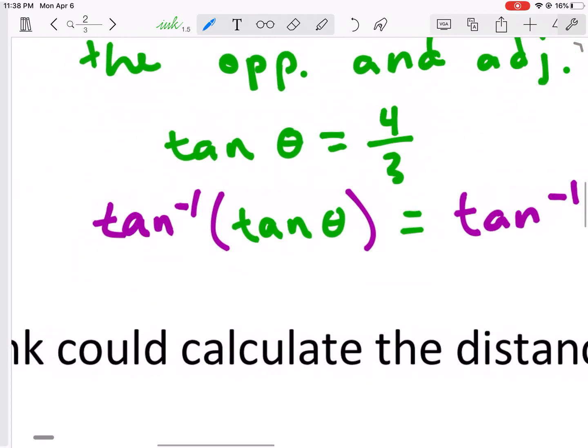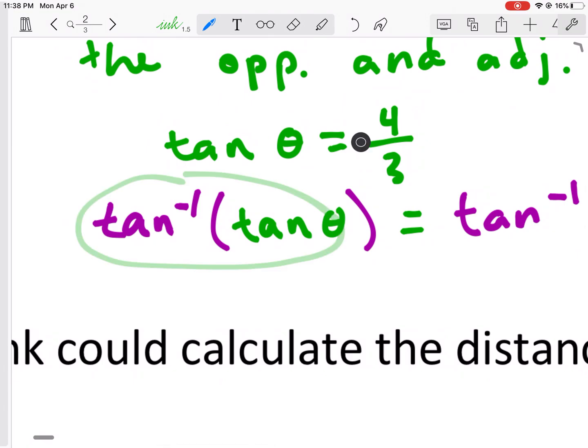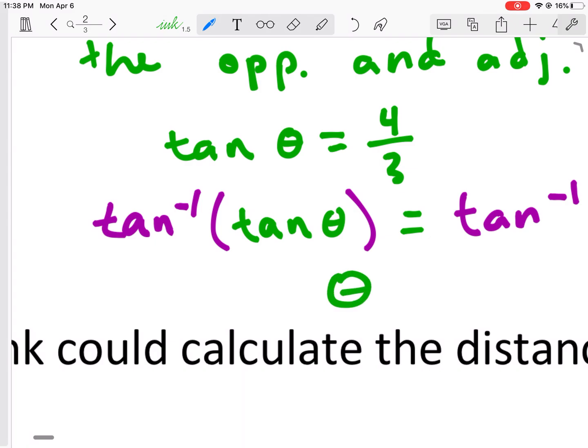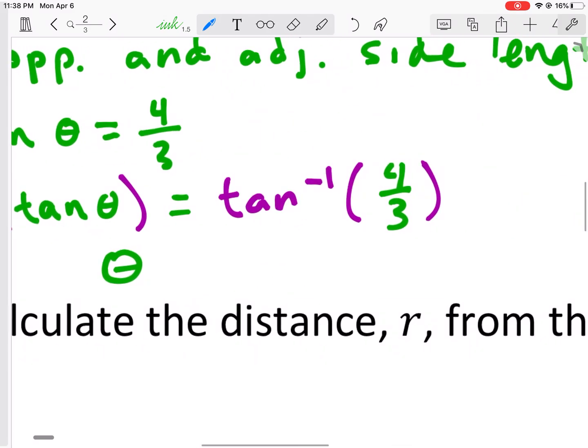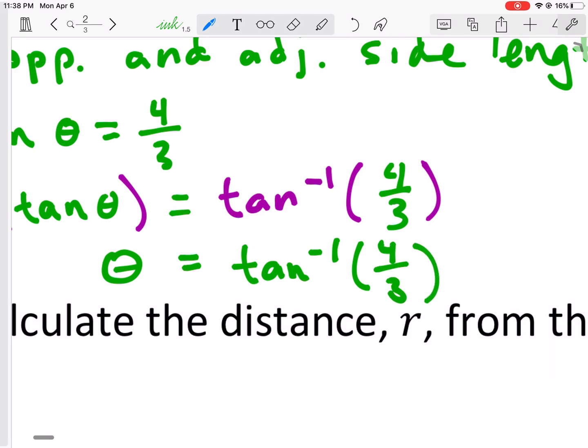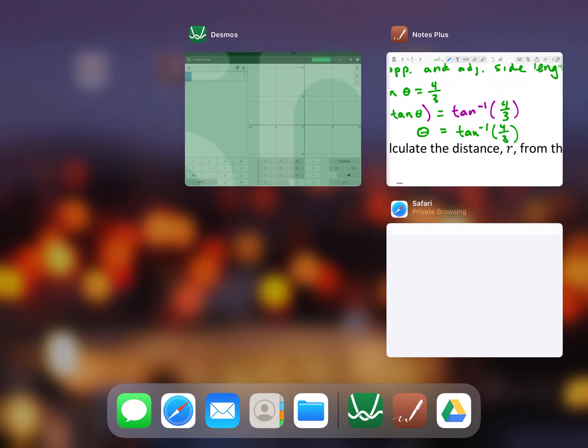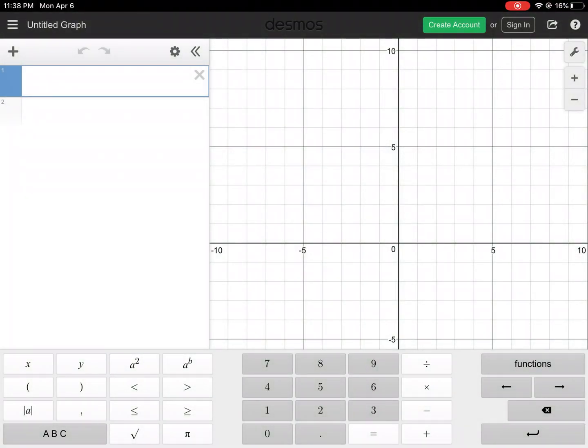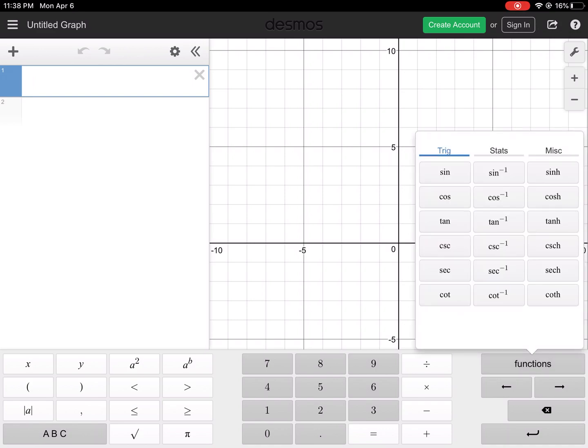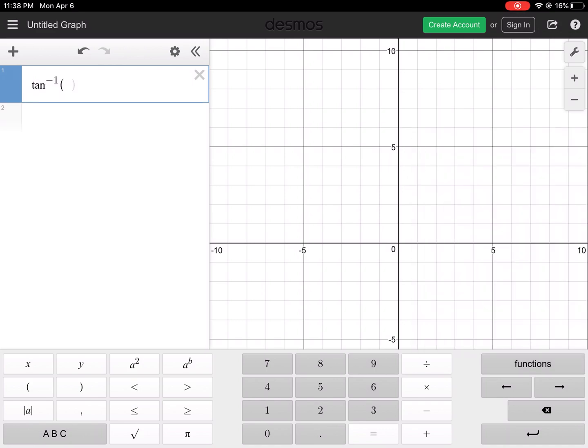The reason we do that is because tangent inverse and tangent are inverses. They undo each other. So that's how we isolate theta. So theta should equal the inverse tangent of 4/3. Well, we can use a calculator for that. You're all blessed with our favorite calculator, Desmos. Trig functions are all in the functions menu. We need the inverse tangent of 4/3.